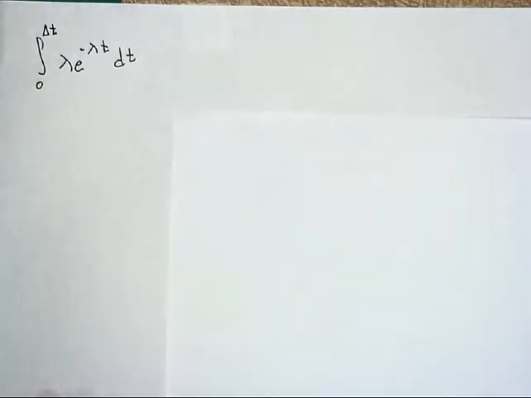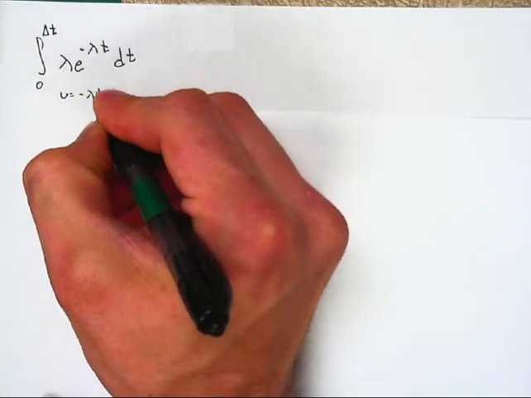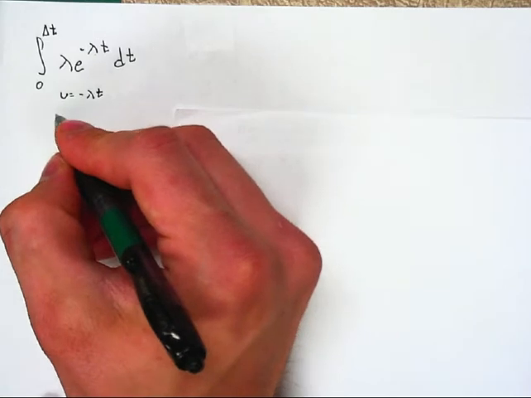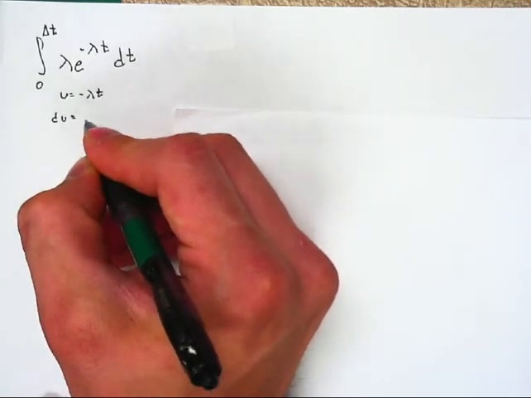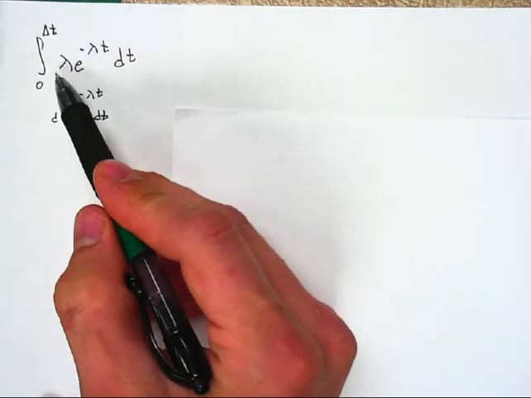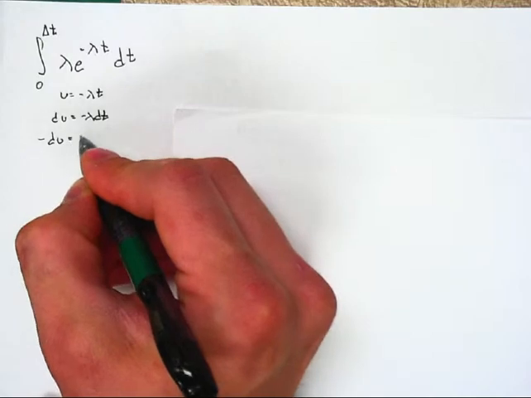As we try to solve this, you need to evaluate that integral, and perhaps some u substitution would be nice to use here. Negative lambda t is the exponent of your exponential function. I'm going to let that be u, which makes du negative lambda dt. You don't have a negative lambda, so we're going to divide to make it negative du equals lambda dt.